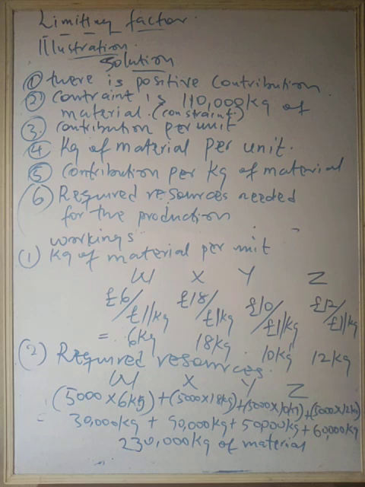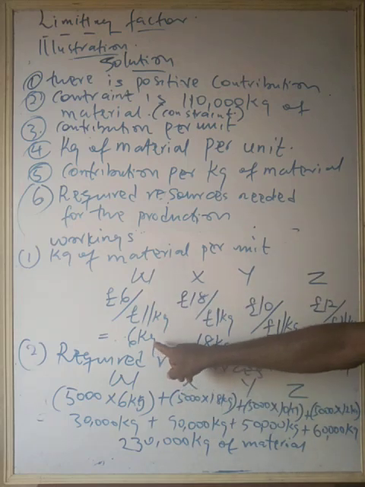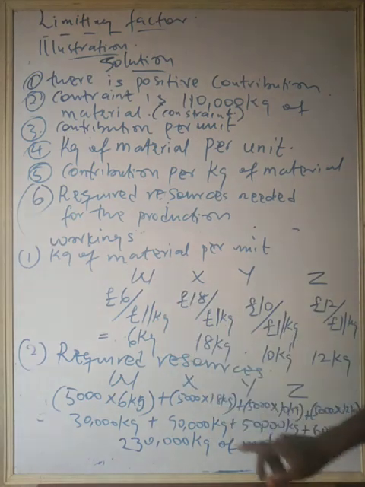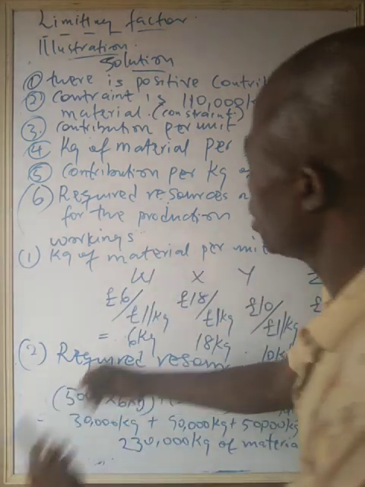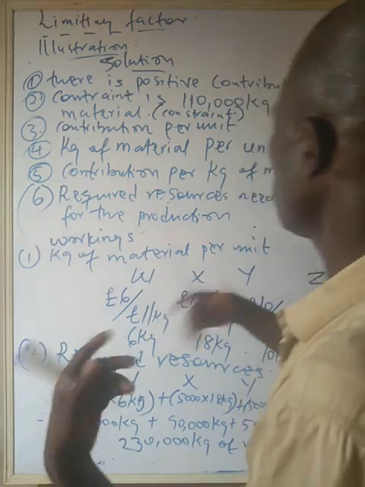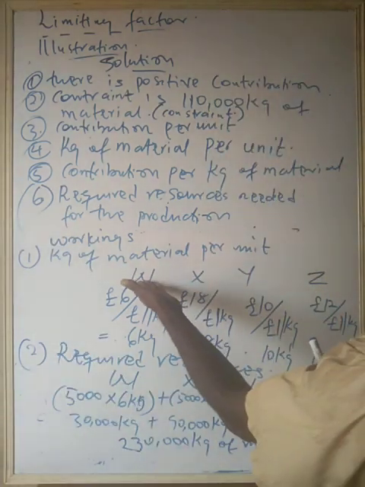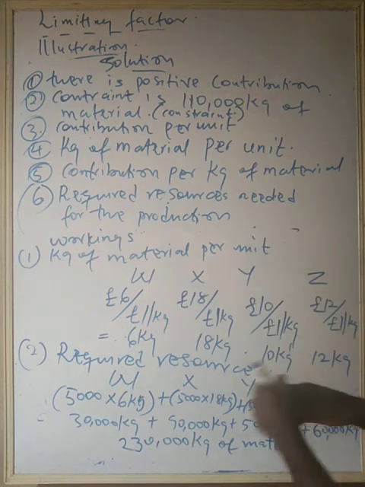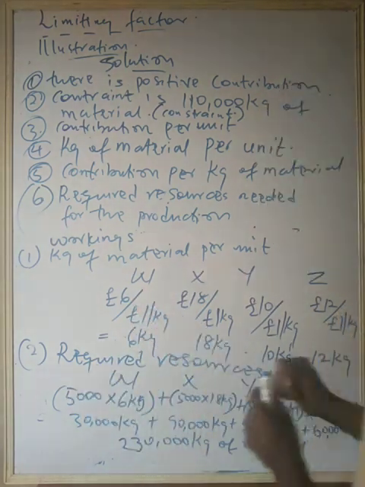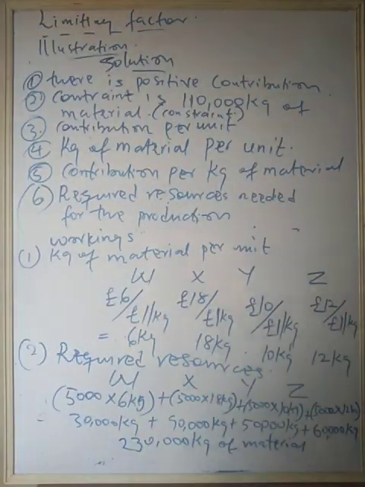We start from the contribution. Then after contribution, we do the contribution per limiting factor. And what are the limiting factors? 6 kg of W, 18 kg of X, 10 kg of Y, 12 kg of Z. Then from there you do the ranking. Then we go ahead: which one should we produce? You can just say production mix. How many of each are you going to produce? How many of Y are you going to produce? That is what you call the production mix.